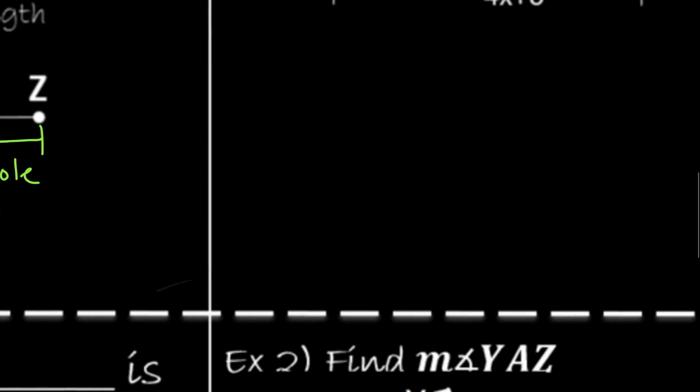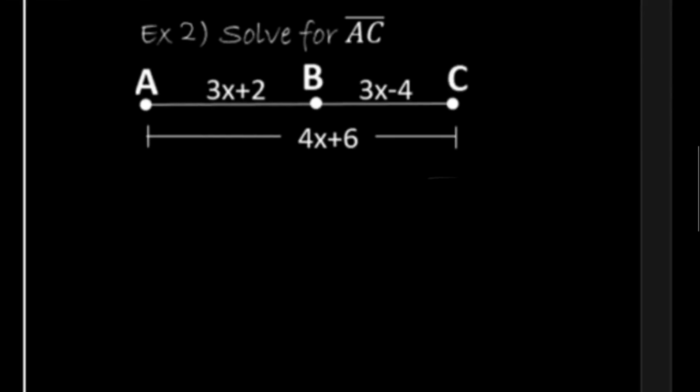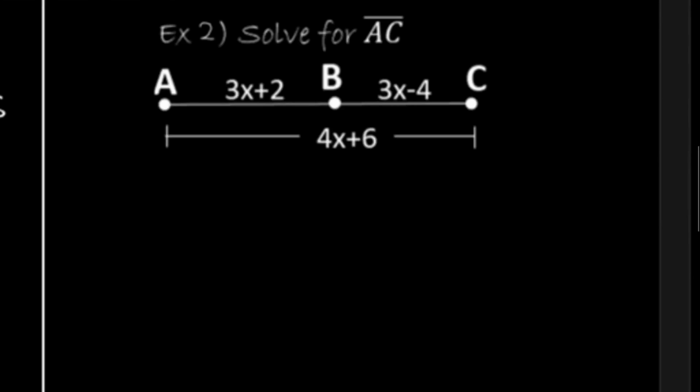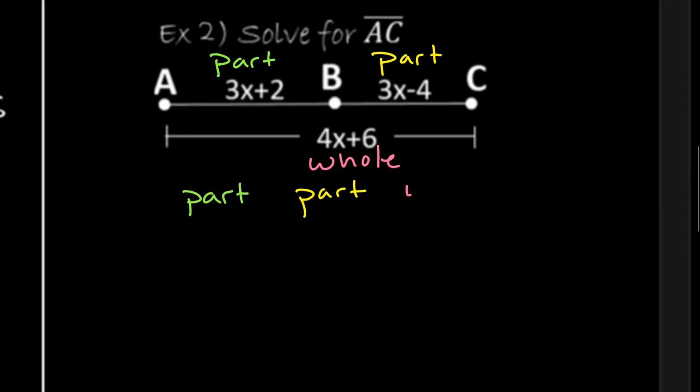All right, so now let's apply this to a slightly, not really harder problem. Solve for AC. I have a line segment that has been broken up into how many parts? 2, right? So this is my first part, this is my second part, and this is my whole. So part plus part equals whole.